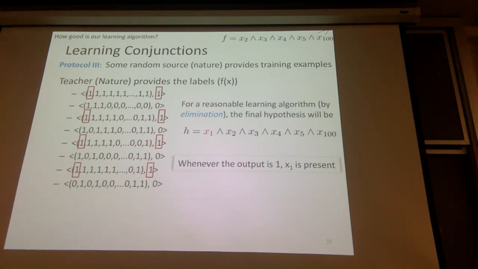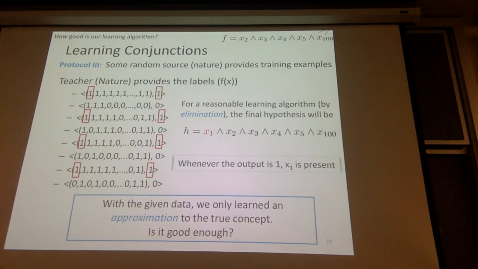Okay, so the other point I wanted to make is notice that whenever the output is 1, it just so happens that the variable x1 is present in that example. When I say variable present, I mean it takes the value 1. And this is an important point I'm going to make. Using this given data in protocol 3, we've not learned the true function. The true function was x2, x3, x4, x5, x100. We've learned x1, x2, x3, x4, x5, x100. It's not the true function, it's only an approximation of the true function.